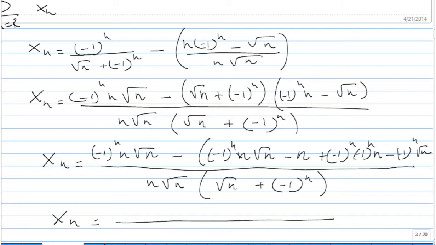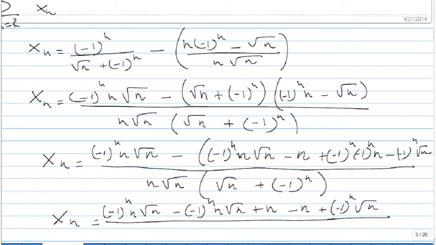So we see here that we have, let's develop it because we have the minus here. So (-1)^n √n minus (-1)^n √n plus n, and here we have minus, and as you can see, (-1)^n times (-1)^n, that's the square, that's 1 times n, and then minus with minus, that's plus (-1)^n √n, over n√n times (√n plus (-1)^n).